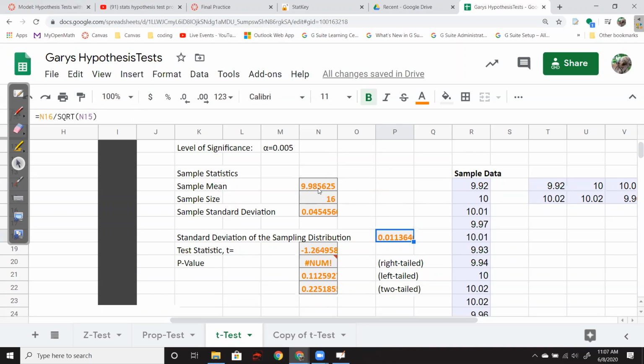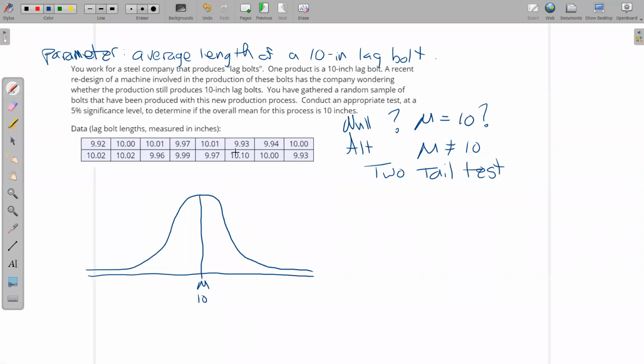9.986. If you round it to 2 decimal places, you get 9.99, right? So this number is pretty close to 10. So how to draw the picture next, and then we'll do our conclusion. In order to figure out where my sample mean falls, I've got to know what the standard error is, because the standard error says how wide is one of these standard deviations here. So typically I need to work with about 3 standard deviations on either side.